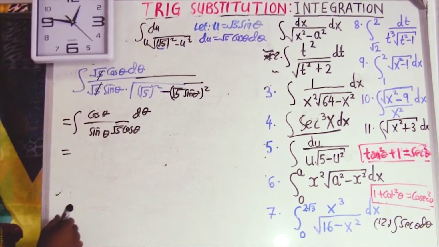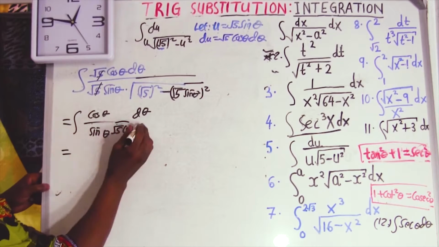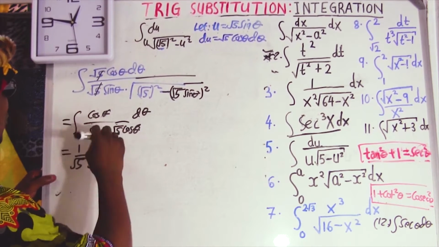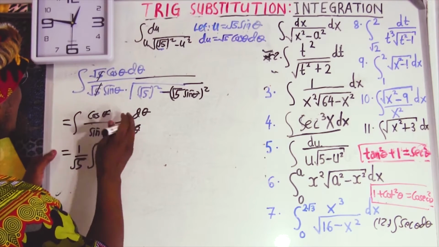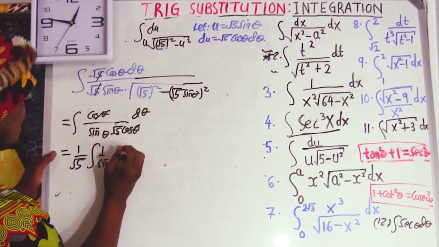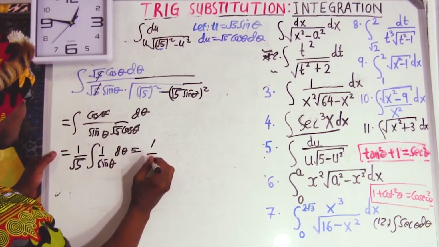So now I can take the square root of 5 outside. So cos and cos cancel. So 1 over the square root of 5, which is this one, went outside the integral. So now I'm only left with 1 over sine theta d theta. So this is going to be 1 over the square root of 5.